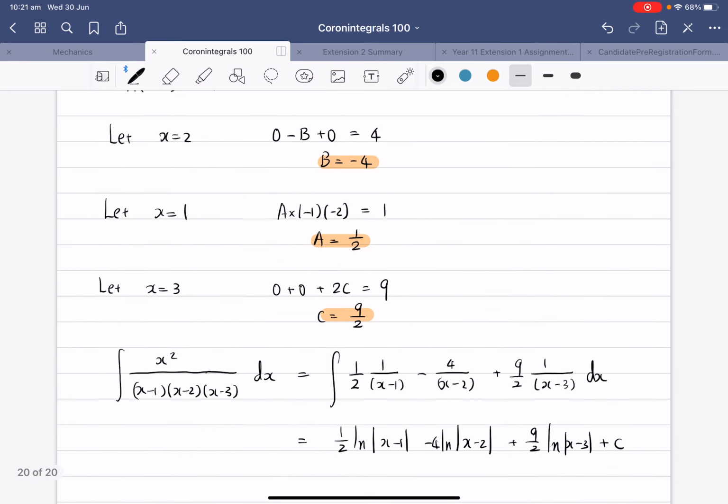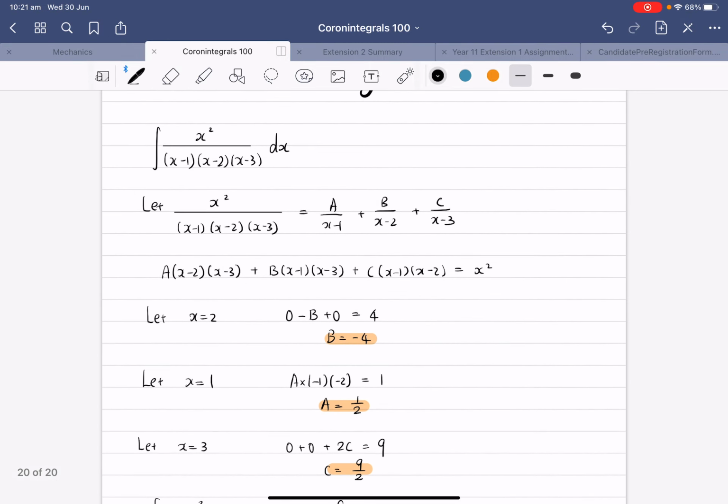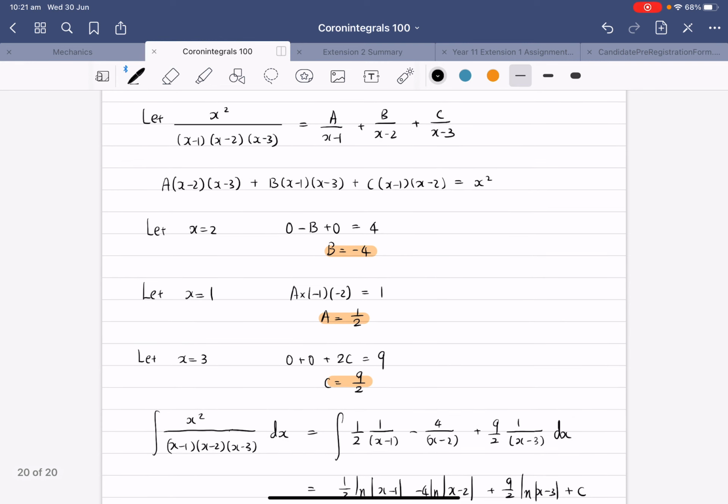So that should be a quite simple and straightforward question, where clearly we use partial fractions. The easiest way to obtain a, b, and c is by using substitution. Of course, you can also expand everything on the left-hand side and equate the coefficients to find the answer.